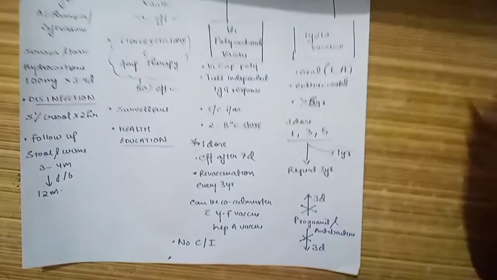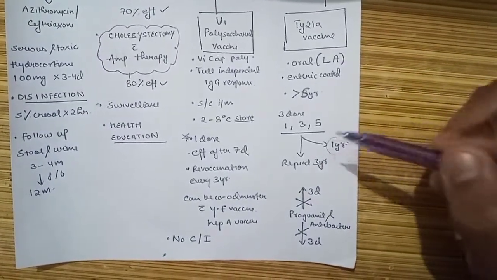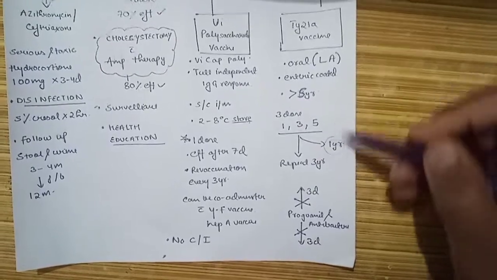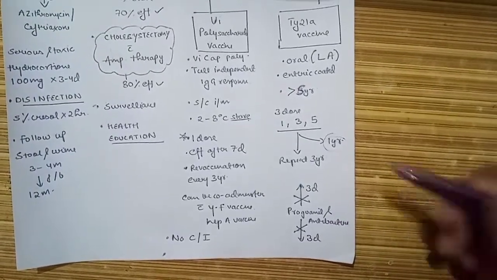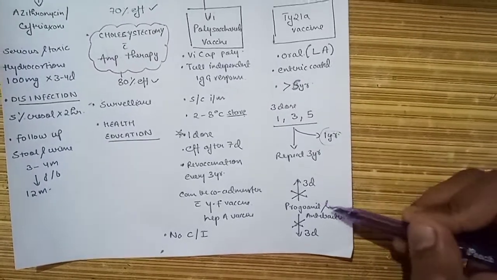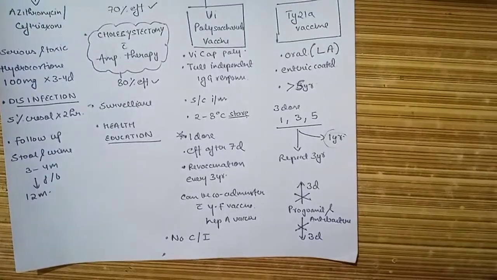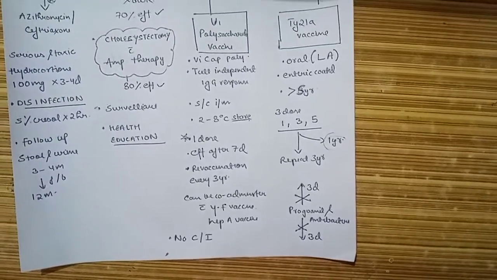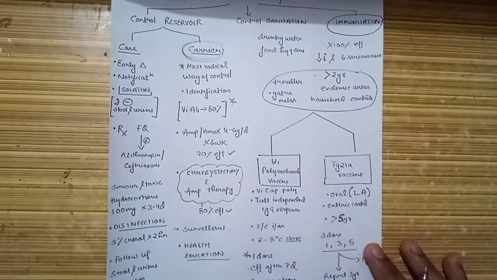We also need to remember that the action of this oral vaccine can be affected if we give proguanil or other antibiotics 3 days prior to this vaccine or 3 days following it. So proguanil and antibacterials are contraindicated for plus minus 3 days around the vaccine. So these are the things we need to remember about control of typhoid disease.